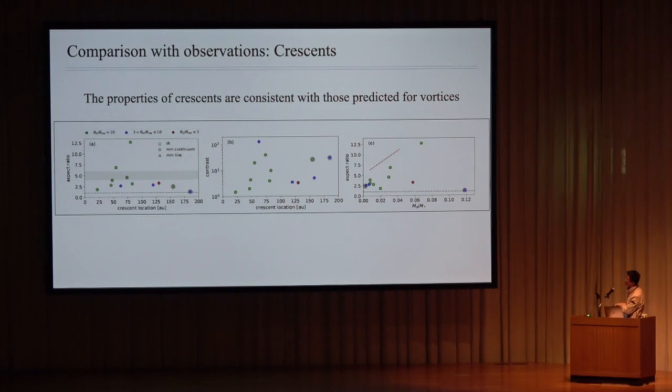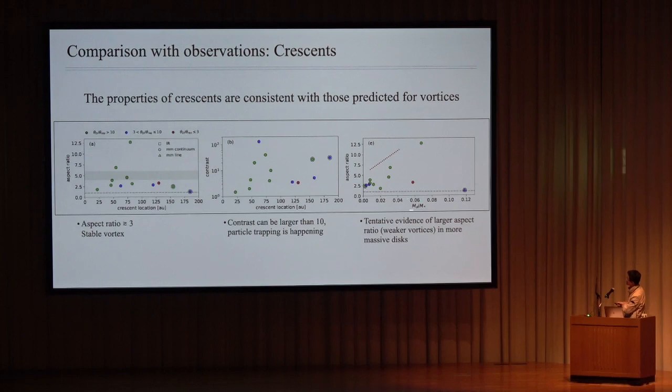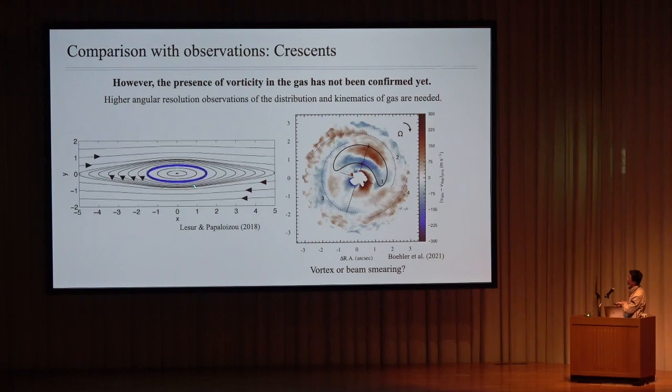For example, all the aspect ratios of the observed crescents are larger than 3, consistent with a stable vortex configuration. And the contrast of these crescents is very high, reaching larger than 10, also consistent with the picture that particle trapping is happening in a vortex. And there is a tentative trend that the aspect ratio increases with the disk mass. This is also consistent with vortex theory: in more massive disks, the vortex will be more elongated. But the definitive test for this vortex explanation for the large-scale crescent structure is measuring the kinematics.